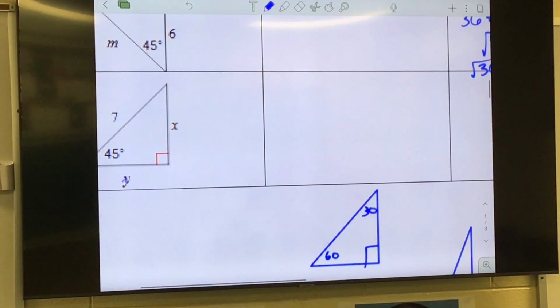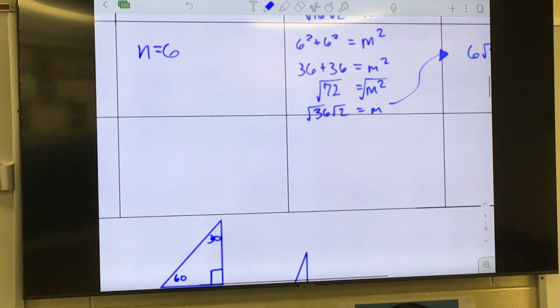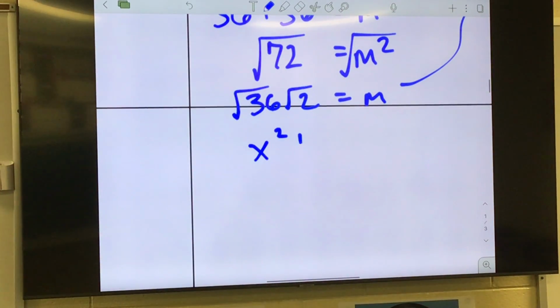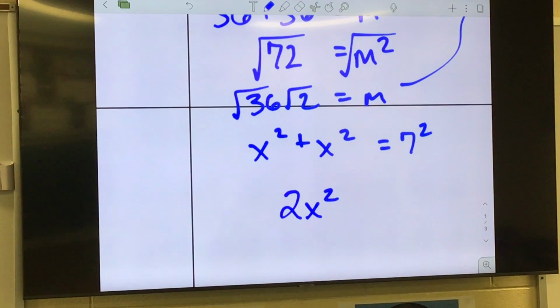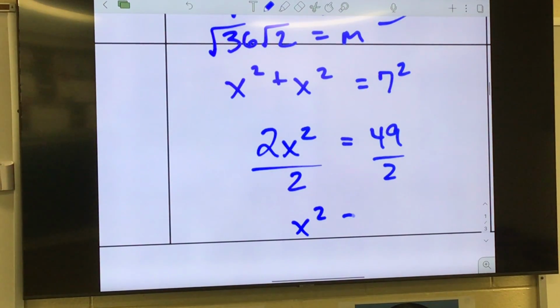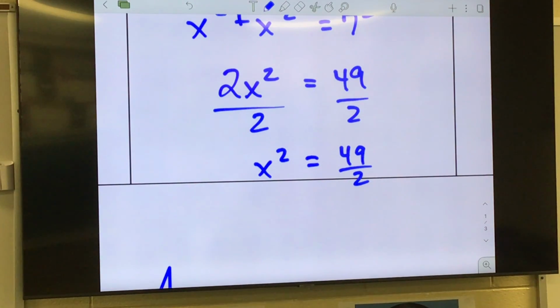So instead of saying x and y, we're just going to say x and x. So we're going to say it's x squared plus x squared equals 7 squared. How many x squareds do I have right there? 2, so this becomes 2x squared equals 49. Okay, then I'm going to divide by 2. x squared equals 49 over 2. Okay, you guys with me so far?